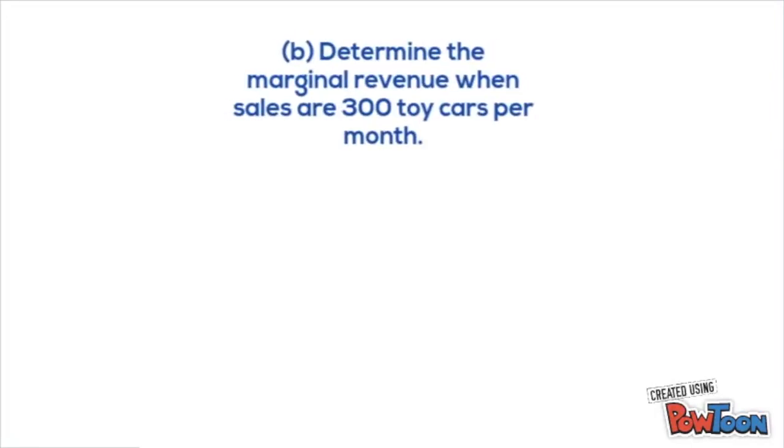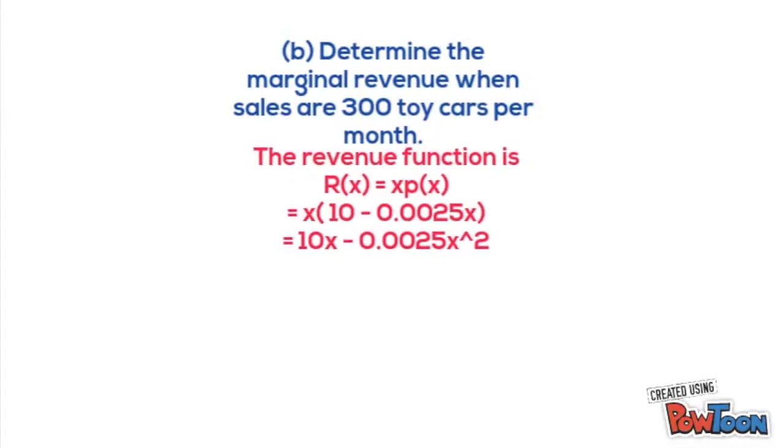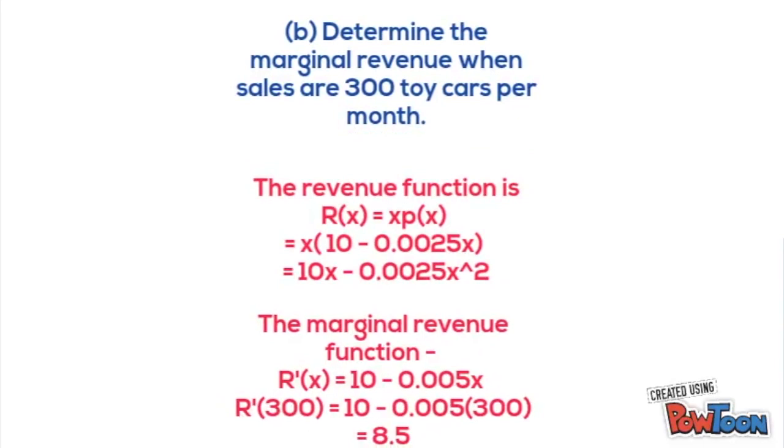Question B. Determine the marginal revenue when sales are 300 toy cars per month. We can find the revenue function by multiplying the demand function by x, which will give us 10x − 0.025x². To find the marginal revenue, we need to find the derivative of the revenue function, which is 10 − 0.05x, and by substituting 300, we will get an answer of 8.5.